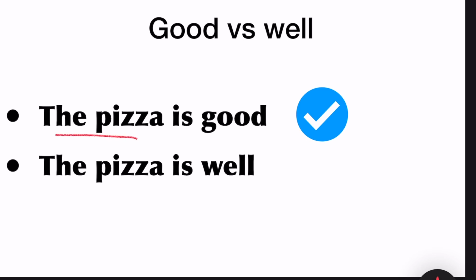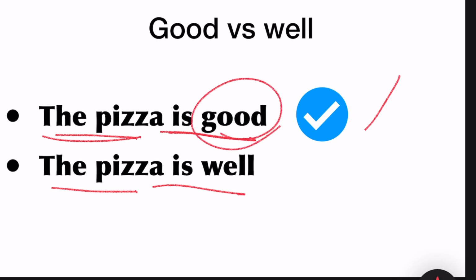Look at this example sentence. The pizza is good. The pizza is well. In these sentences, the pizza is good is the right answer because the word good describes the noun pizza. Here, good is used as an adjective to describe pizza. When you want to describe a noun, you should use the word good.